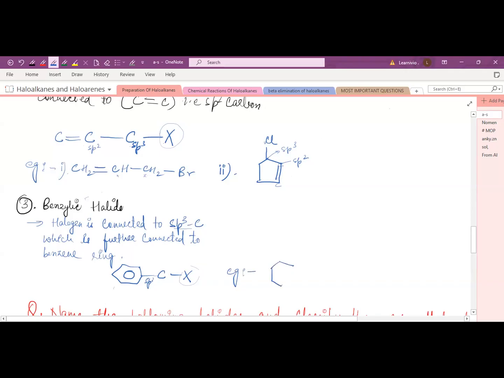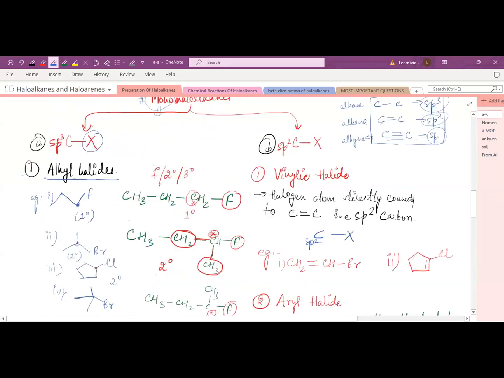Suppose there is a benzene ring, and here the CH2 and bromine. It means the halogen group will not be directly attached to the benzene ring. First, the halogen group is attached to the sp3 hybridized carbon. Then that sp3 hybridized carbon is attached to the benzene ring. So this type of system is known as benzylic halide. Is it clear?